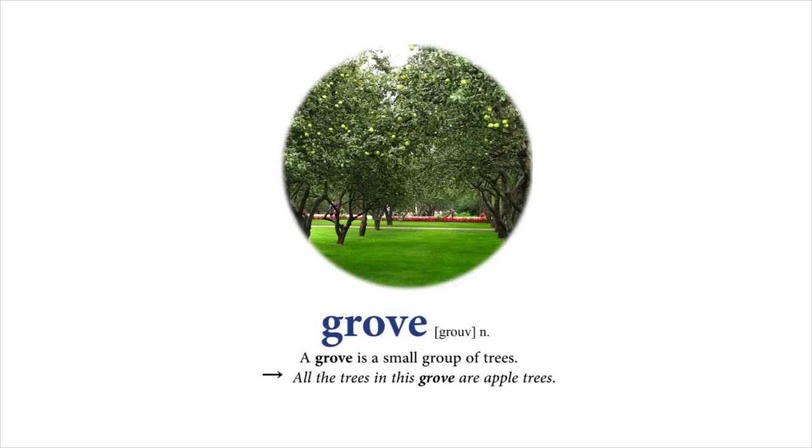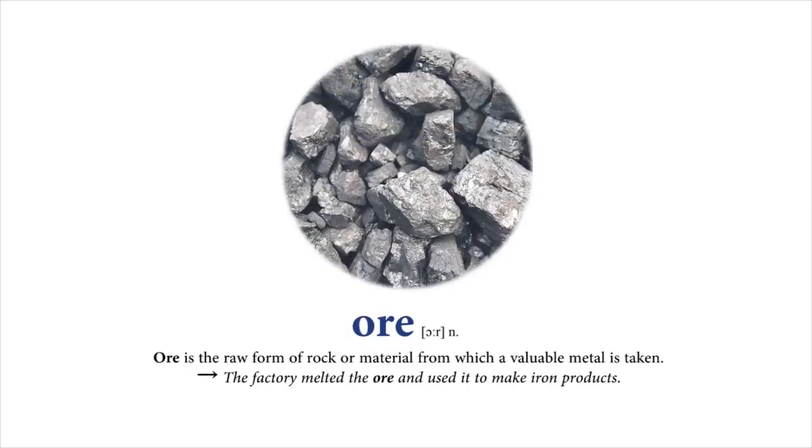Grove. A grove is a small group of trees. All the trees in this grove are apple trees. Ore. Ore is the raw form of rock or material from which a valuable metal is taken. The factory melted the ore and used it to make iron products.